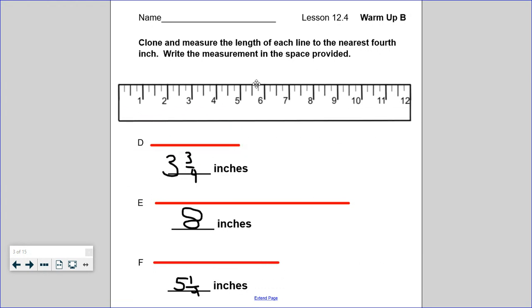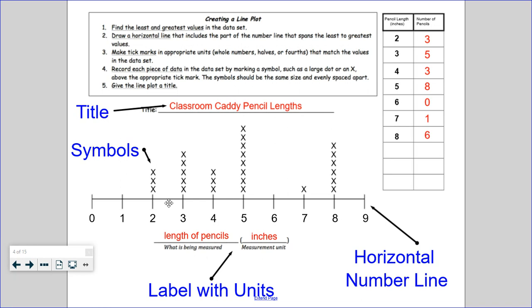Okay, so now that we remember how to measure things, we're going to learn a way that we can organize that measurement data on something called a line plot. So before we start making line plots, let's take a look at what a line plot is. It's probably new information for you. Okay, here's an example of a line plot. A line plot is essentially a number line with information plotted on it.